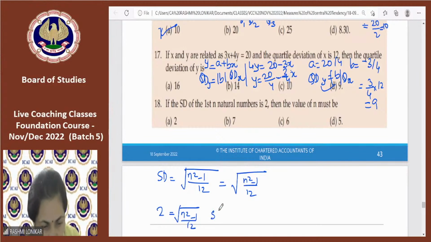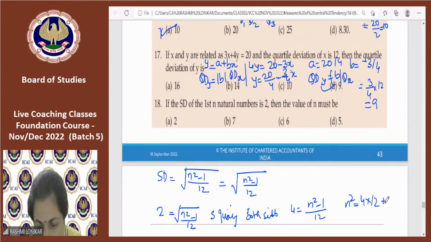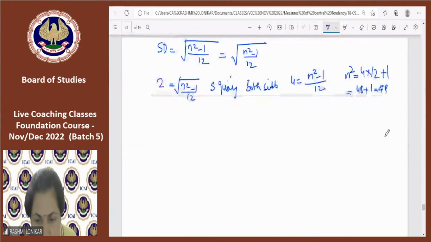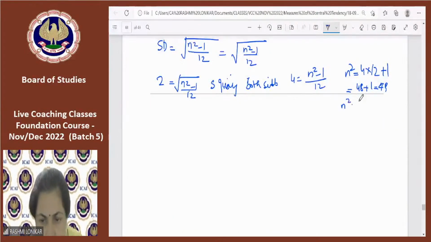2 is square root of (n square minus 1) upon 12. So squaring both sides, I get 4 is equal to (n square minus 1) upon 12. So n square is equal to 4 into 12 plus 1, which is 48 plus 1, which is equal to 49. So n will be equal to square root of 49, which is equal to 7.